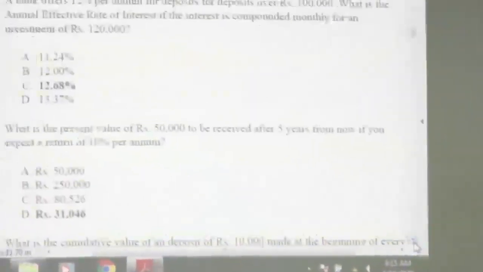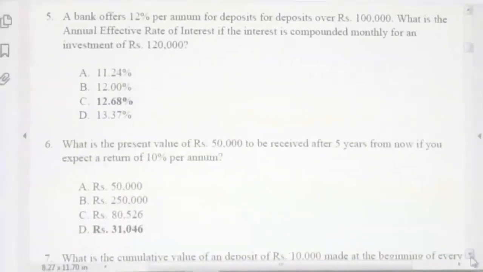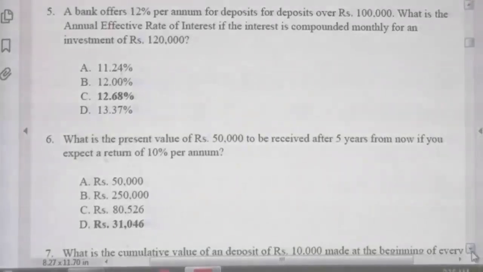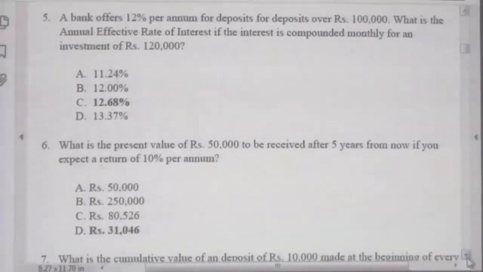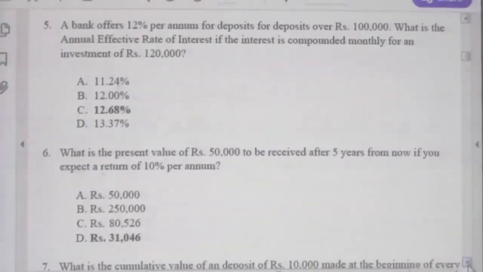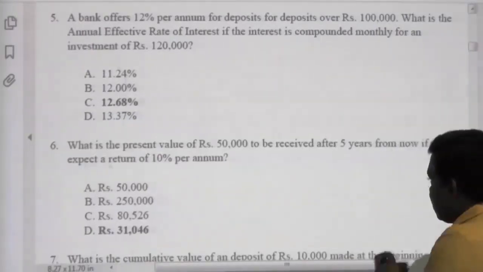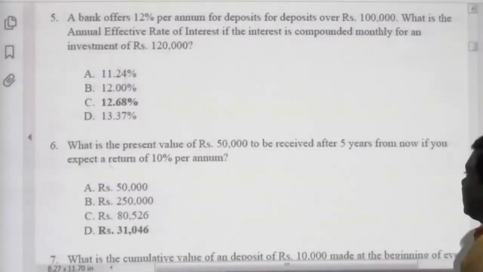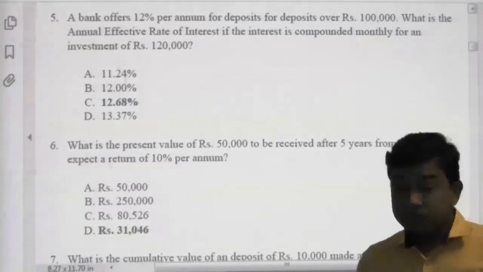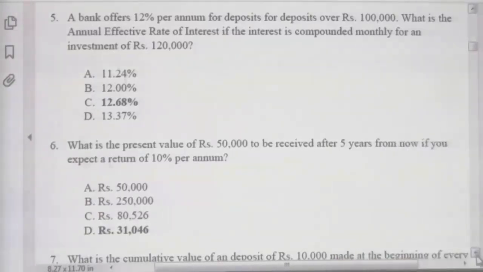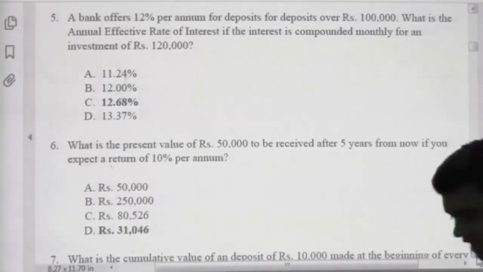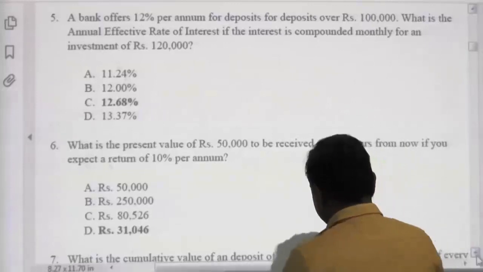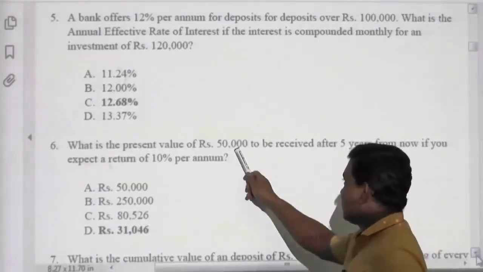Read the question number 6. Right. Question number 6. What is the present value of 50,000 to be received after 5 years from now if you expect a return of 10%? Present value of 50,000. It's a very simple question. Let's use the calculator. You know how to calculate the present value. This will be received after 5 years.